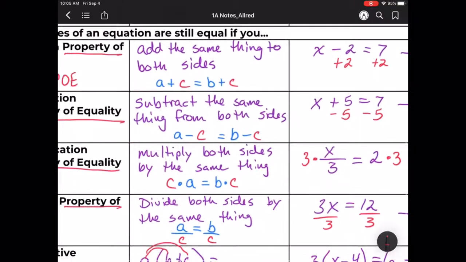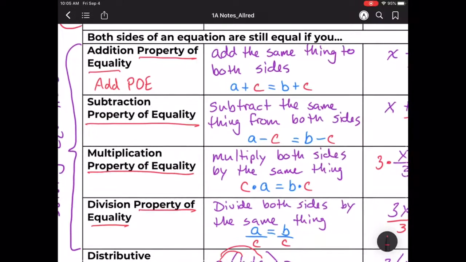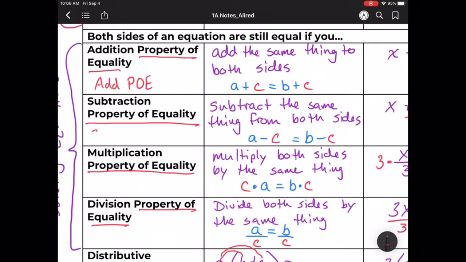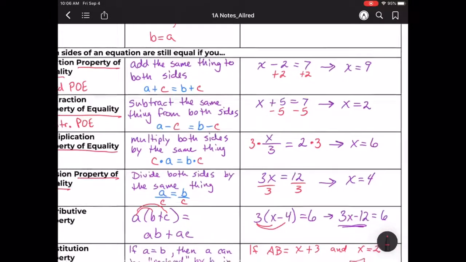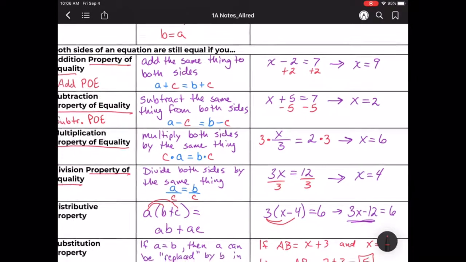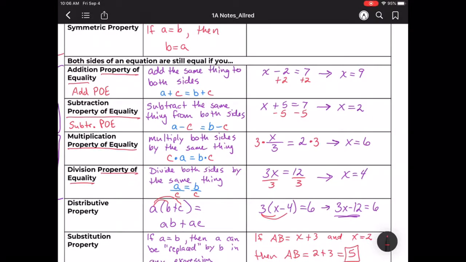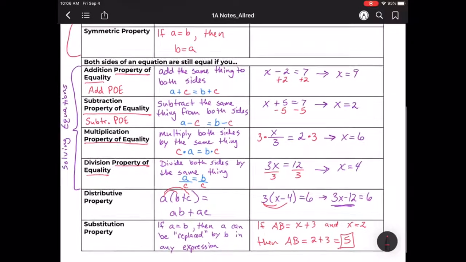Same thing with addition, we have the subtraction property of equality, and so we have to abbreviate that, SUBTR, not just SUB, and I'll tell you why as we get down the list, but subtraction, POE, property of equality. That's when you subtract the same thing from both sides of an equation. Again, pause the video at any time to copy this down. All right, I'll let you see the full page, and then keep playing through.